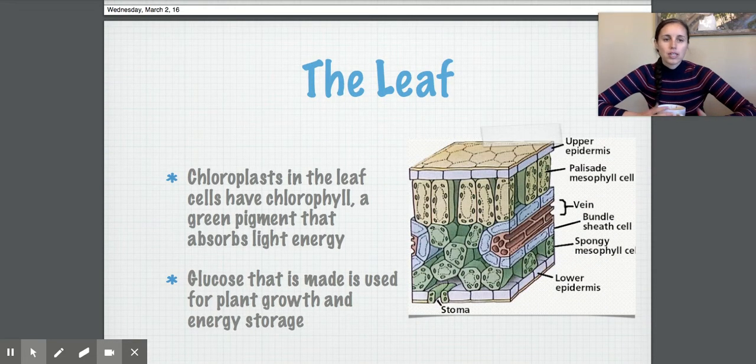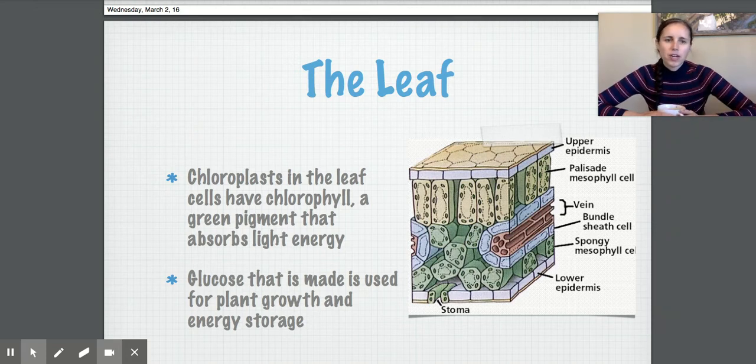So let's take a closer look at the leaf and how it does it. So this is a cross section of a leaf. You're going to have a diagram of this later that you're going to go ahead and label. Chloroplasts in the leaf have chlorophyll. So you can actually see the chloroplasts are going to be in the leaf. You can't see them in this picture. And they have chlorophyll. Chlorophyll is a green pigment that absorbs light energy, and it allows that light energy to be used in photosynthesis. So chlorophyll is actually why leaves are green.